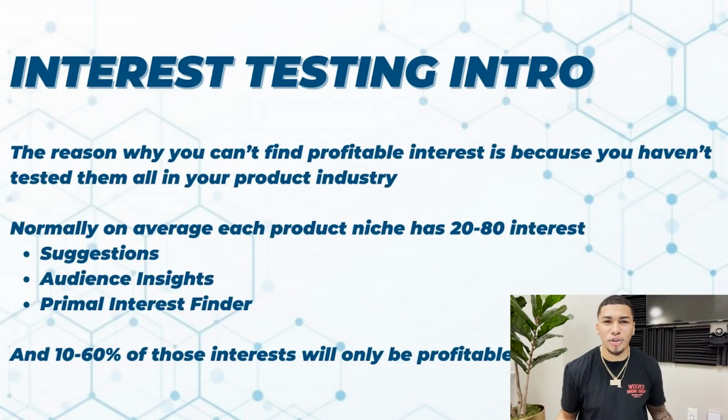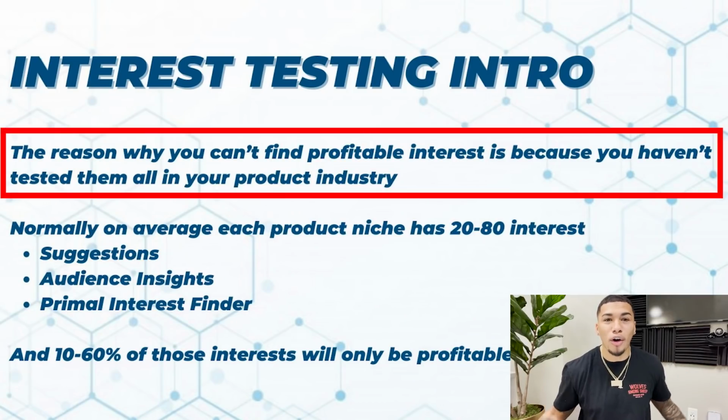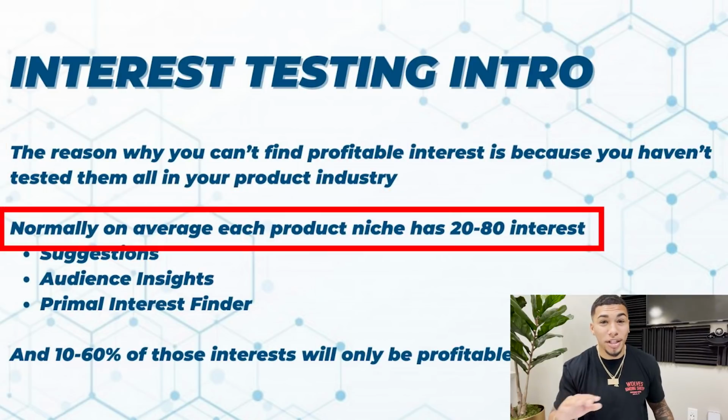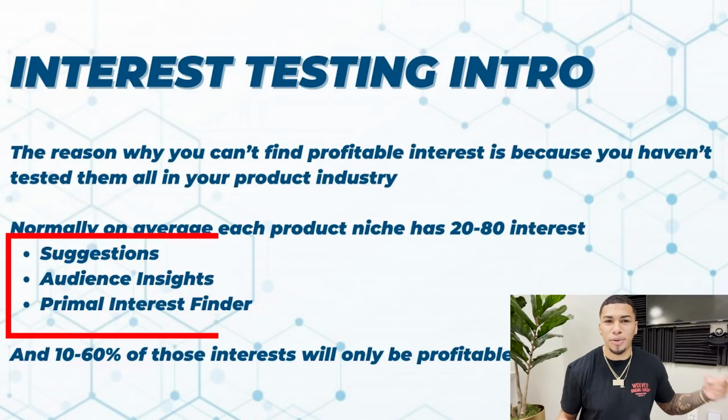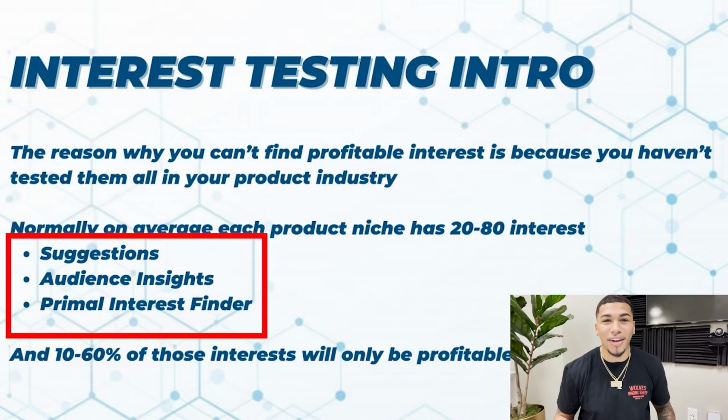And a lot of things I see you guys struggle with is you're not testing all the interests in your industry. Normally, on average, I'm testing out like 20 to 80 different interests with every product that I'm testing. So you can find interests by doing suggestions or doing audience insights or using one of my favorite tools.